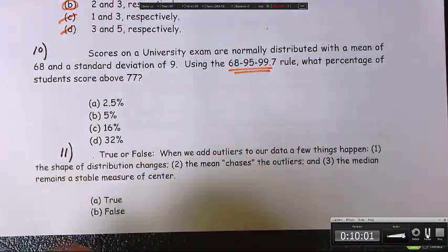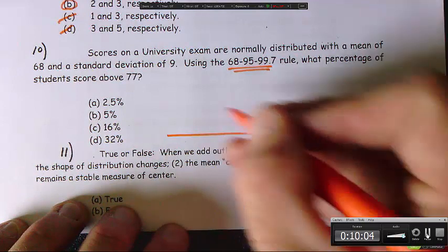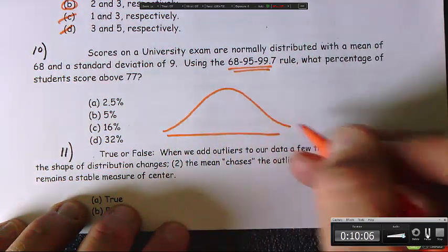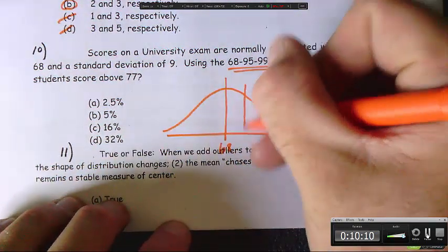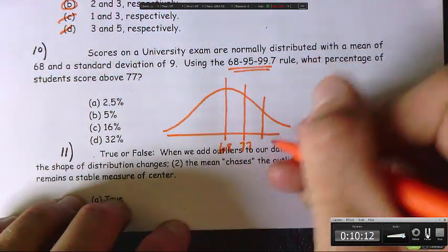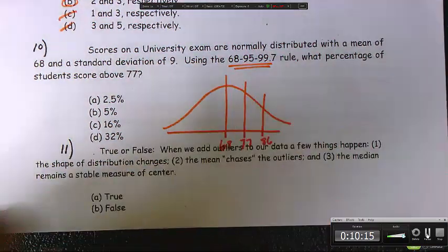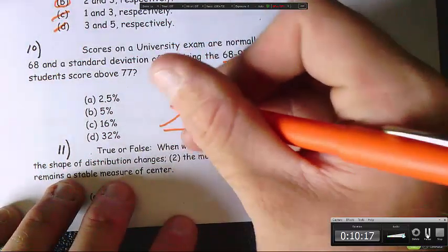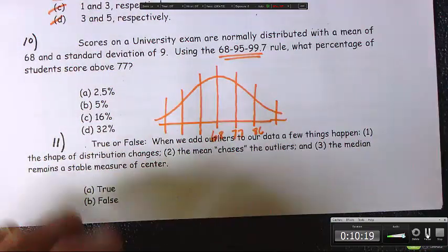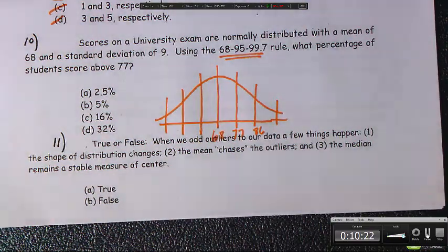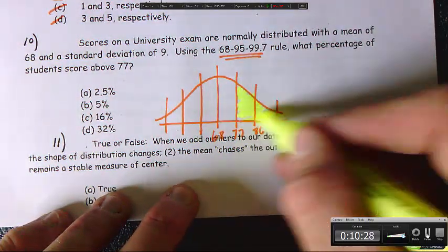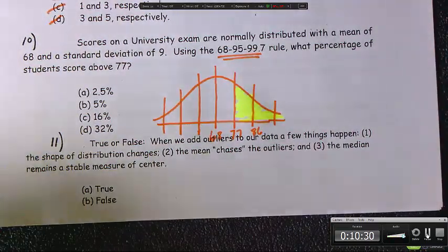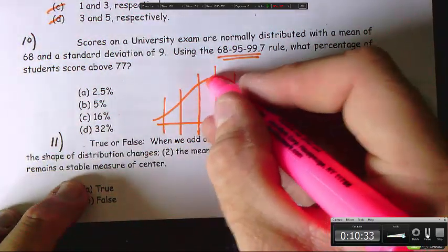Scores on a university exam are normally distributed with a mean of 68. The first thing I see is it's talking about the empirical rule. With a mean of 68 and a standard deviation of 9. So this is 77, 86. And that's all I'm going to do because we're only interested in 77. And it says, what percentage of students scored above a 77? I mean, here's how I see it.